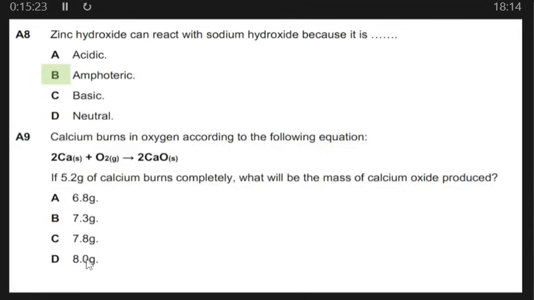So what we are going to do to find the amount of calcium oxide produced is to find a mole-to-mole relationship between this calcium atom and calcium oxide using what we call stoichiometry. If you want to learn more about stoichiometry, you can click on the video whose link is appearing here.